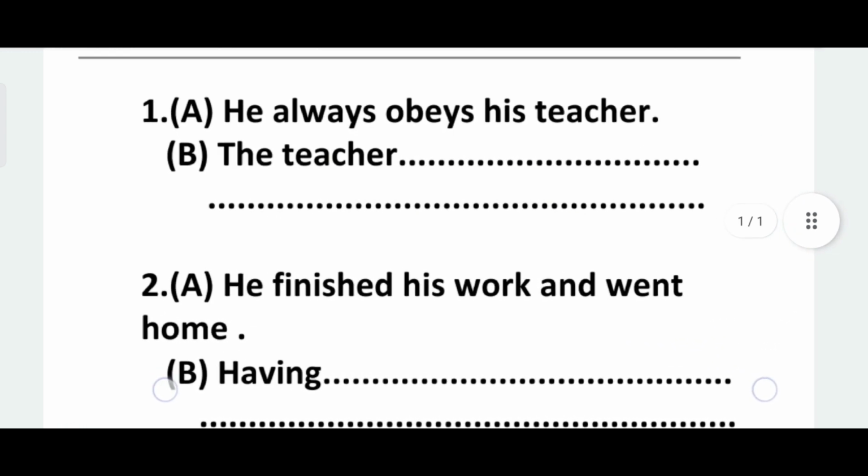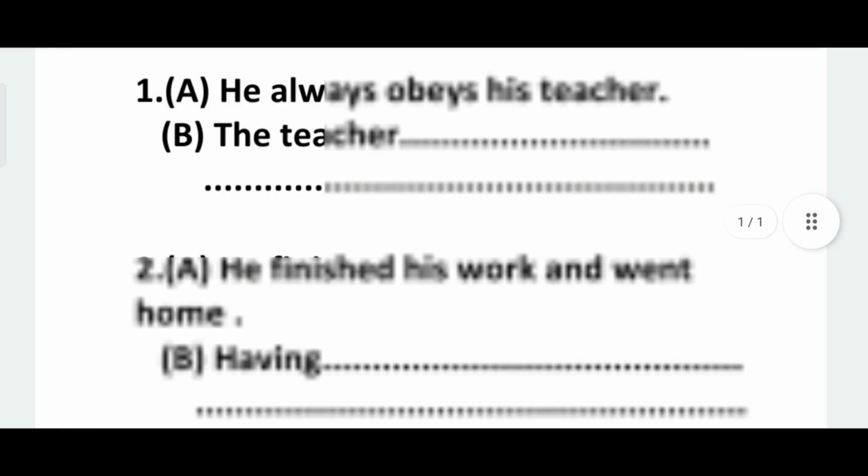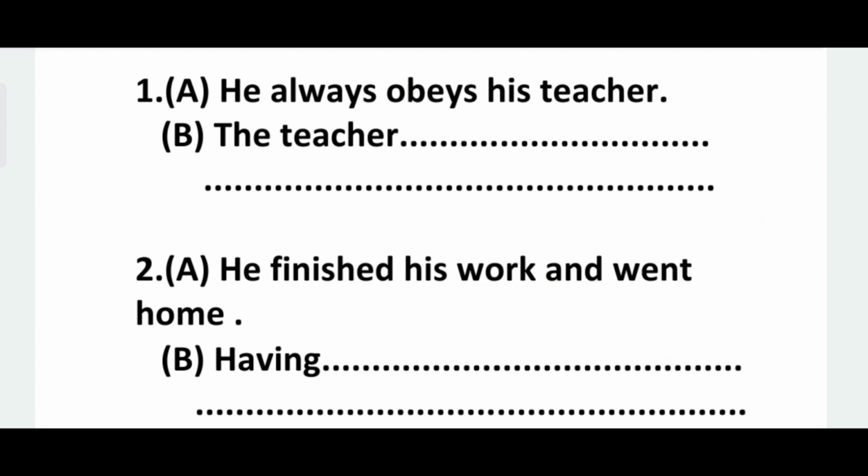There are 20 questions. Let us solve them one by one. He always obeys his teacher. Begin the teacher... Whenever you get a question, always try to find out the chapter from which this question has been set and then apply the rules accordingly. He always obeys his teacher. This is from the topic active and passive voice. Revise the rules of active and passive voice. It is very, very important, this chapter.